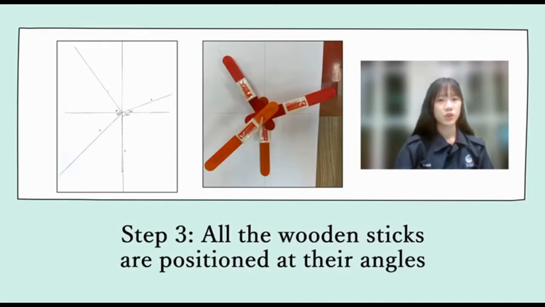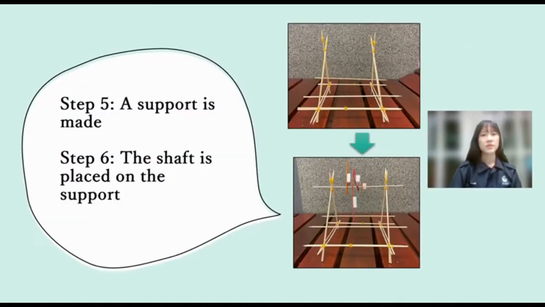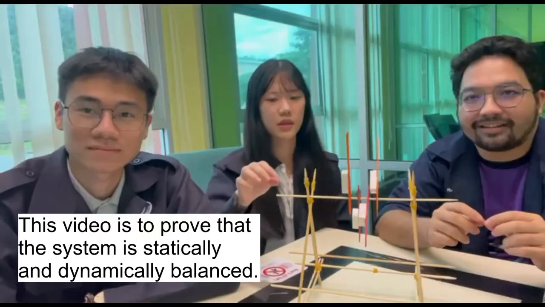Step 3 is to position all the wooden sticks with their angles. Step 4 is the distance between each wooden stick. The distance is 15 mm. Step 5. The shaft is placed on the supports to show the system is statically and dynamically balanced.